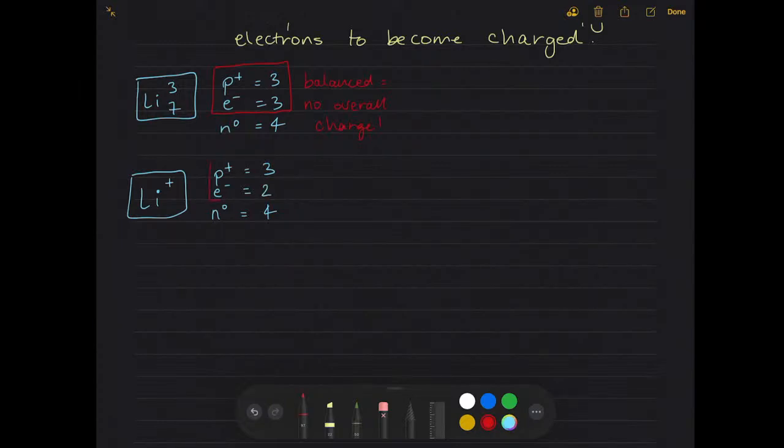Now in this situation, this is like saying +3 -2, which equals +1 overall. And the key thing here is the electrons do not equal the protons. That's what this symbol here means. And therefore there is an overall charge, which is what this ion is, Li+.